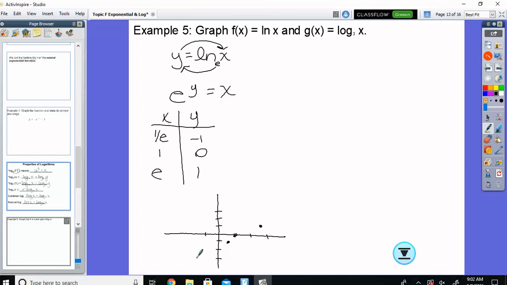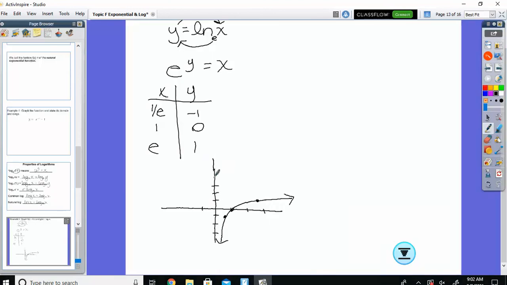All right, so we can't ever actually get 0. So remember, our exponentials had a horizontal asymptote. These end up with a vertical asymptote. So it's going to look like that. We're never actually touching the axis.